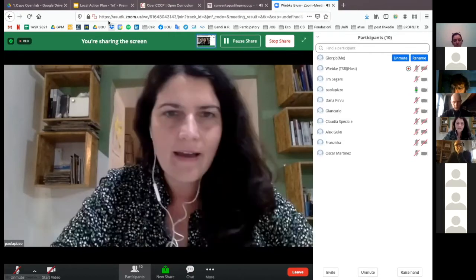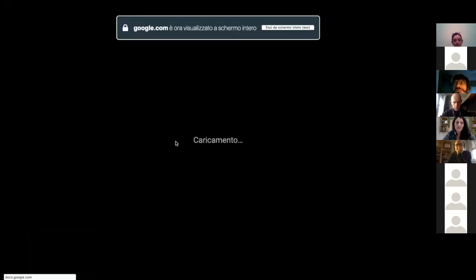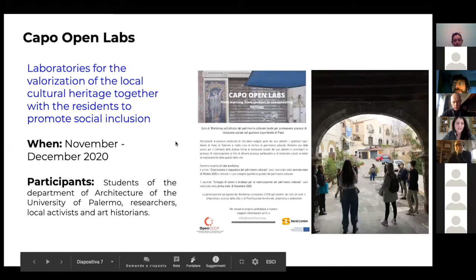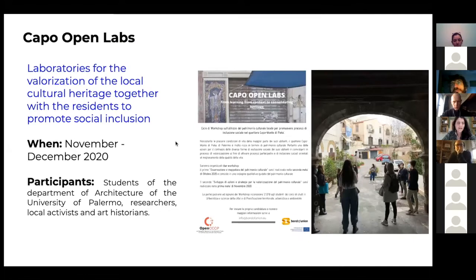So about our labs, they started in November and December, despite the very challenging COVID situation. We had participants, especially in partnership with the Department of Architecture of the University of Palermo, but also researchers, local activists, and art historians. The group was really mixed, and this gave a lot to the labs. And I think because of the COVID situation, there was a lot of energy and willingness to give more to this workshop. So the participants really joined in and gave a lot of effort to it.